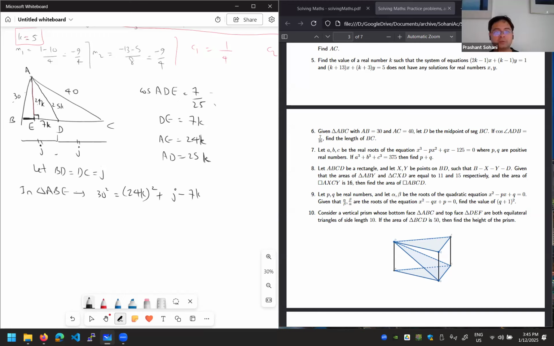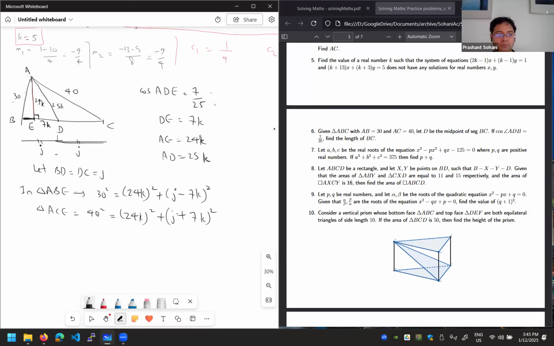This is BE. And in the same way for triangle ACE, I also know the hypotenuse. So 40 square is 24k square plus CE square. Now, how much is CE? CE will be J plus 7k. So I have two equations and two unknowns. So I can solve this and get the value of J and K.